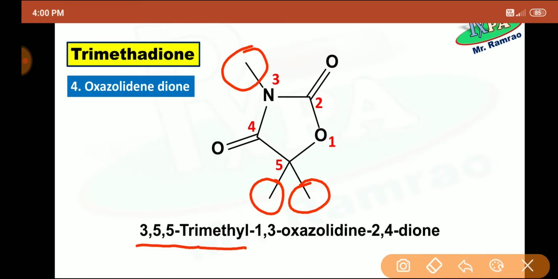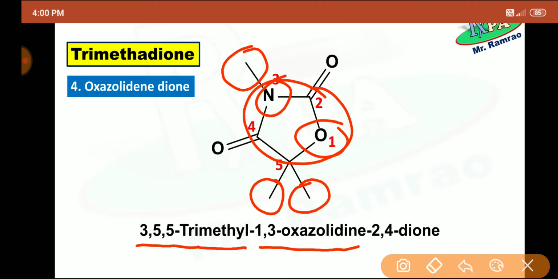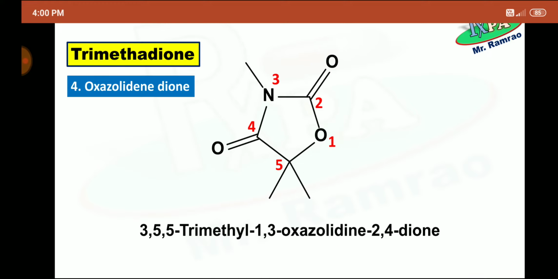Therefore, trimethyl 1,3 oxazolidine. On the first position and third position, oxygen and nitrogen are present. As oxygen is present, you have to put oxa, and as nitrogen is present, you have to put aza in the name. Therefore, 1,3 oxazolidine, as it is a reduced form, oxazolidine 2,4 dione. On the second and fourth position, ketone groups are there. Therefore, it is 2,4 dione. So this is the IUPAC name of trimethadione: 3,5,5 trimethyl 1,3 oxazolidine 2,4 dione.